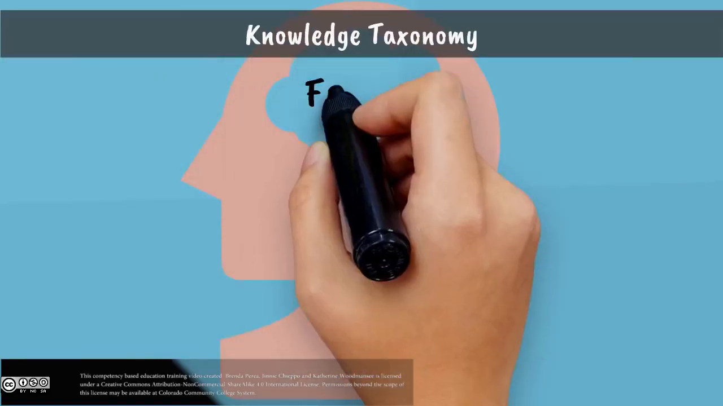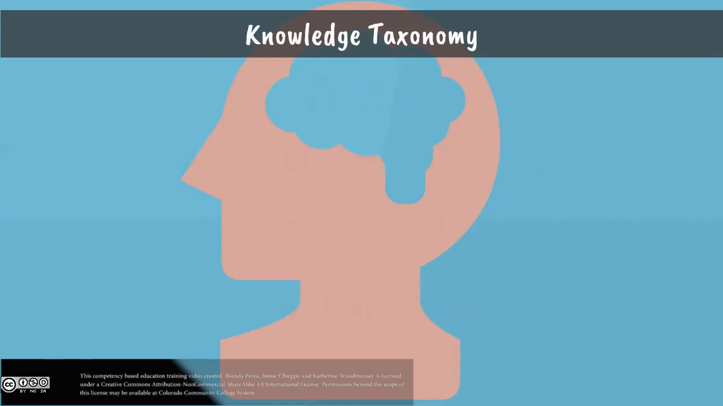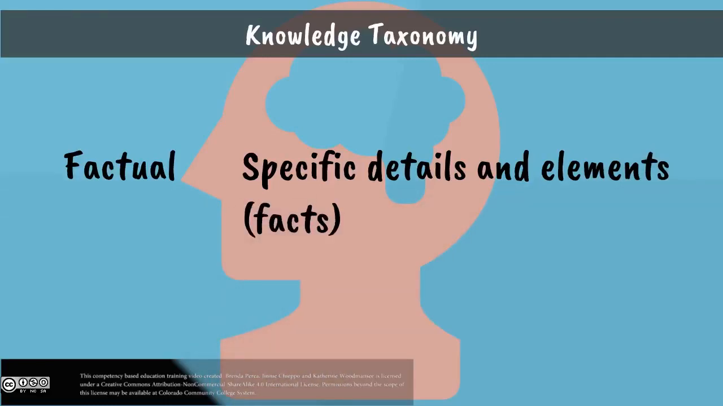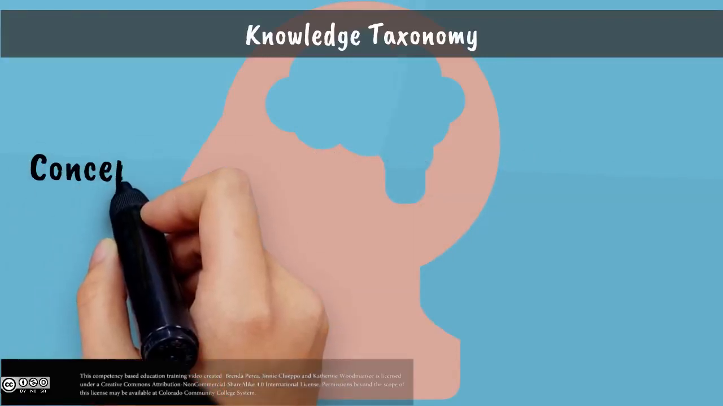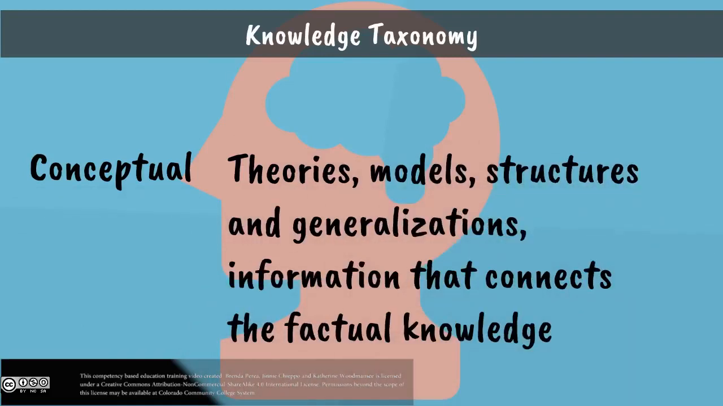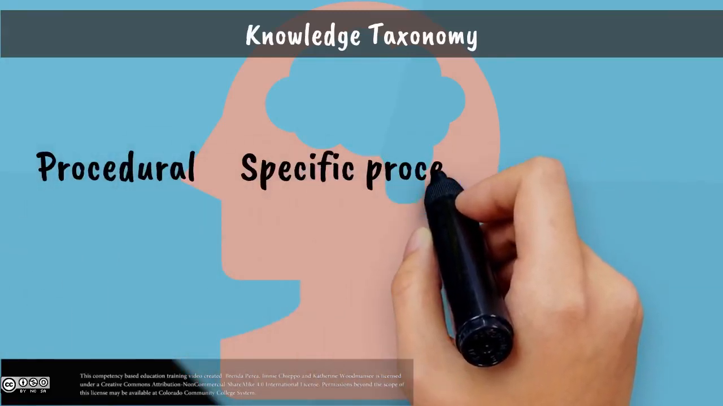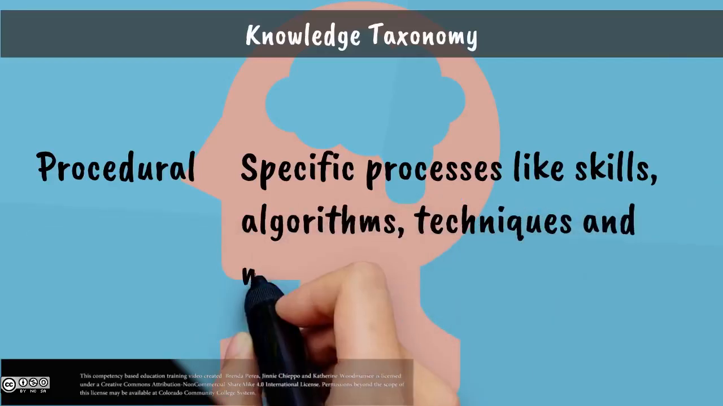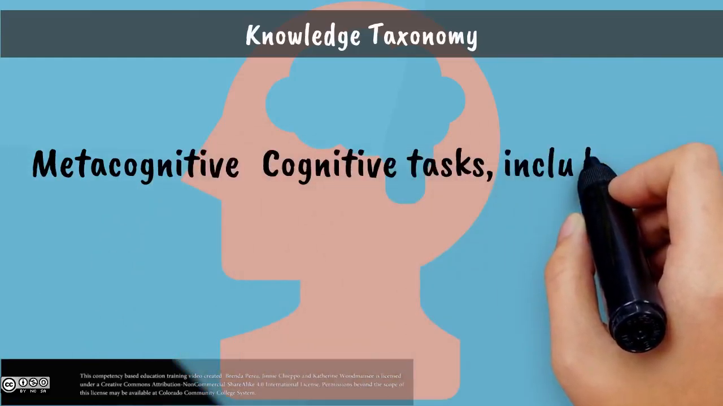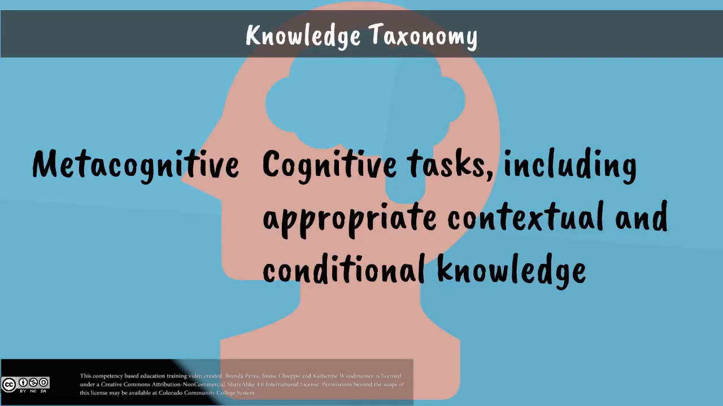Knowledge now has its own dimension in the taxonomy and is broken down into 4 cognitive categories. Factual knowledge, which has to do with the knowledge of specific details and elements, or in other words, facts. Conceptual knowledge is the knowledge of theories, models, structures, and generalizations, and is information that connects the factual knowledge. Procedural knowledge has more to do with specific processes like skills, algorithms, techniques, and methods. And then there's metacognitive knowledge. It is about cognitive tasks, including appropriate, contextual, and conditional knowledge.